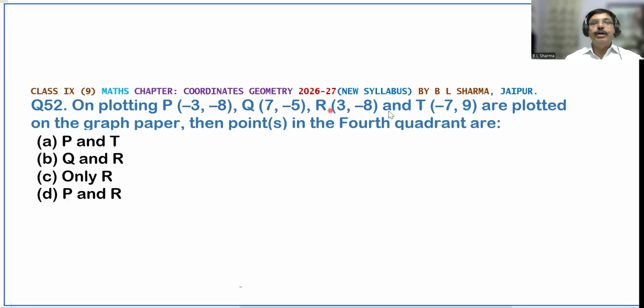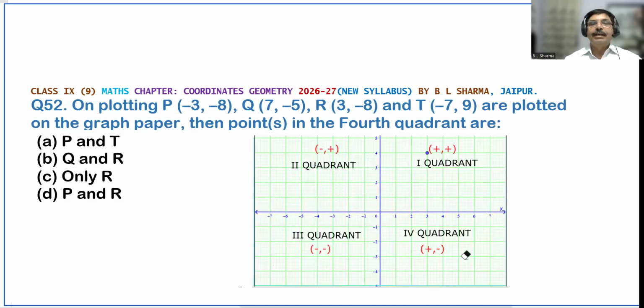On plotting these points on the graph paper, then points in the fourth quadrant are. We know in the fourth quadrant, X is positive and Y is negative. Means first component should be positive, second should be negative. See here, first positive and second negative, that is point Q. Point Q, first positive, second negative. So Q and R, that is the correct answer. So B is the correct option.